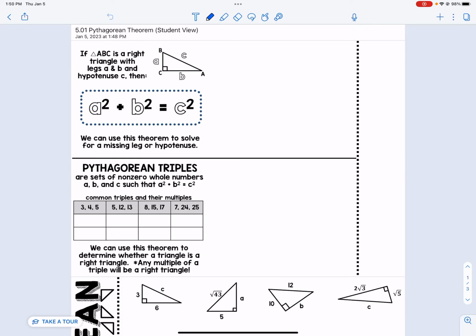Welcome to your Pythagorean theorem lesson. Today we're going to review some concepts of Pythagorean theorem, how to know if a triangle is a right triangle, and how to find missing side lengths or hypotenuses of a right triangle. Alright, starting off with the first one.